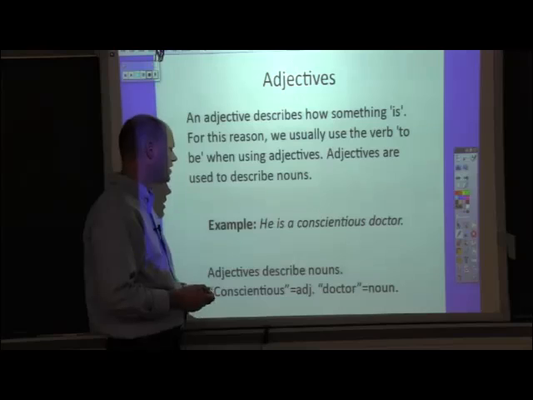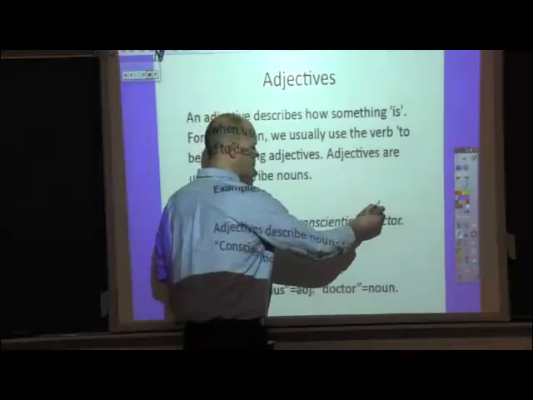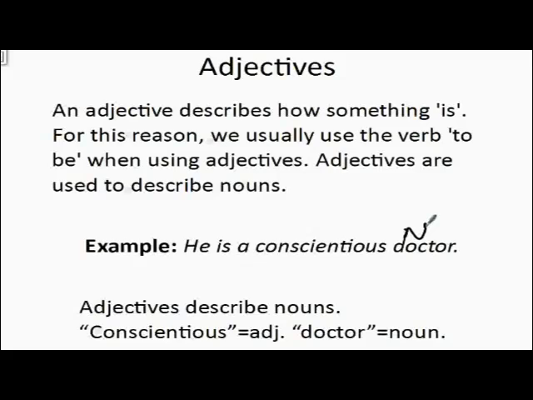Here's a quick example. He is a conscientious doctor. So first thing we're going to do is find our noun, and find our verb, which is, and then we have a word right in front of it, conscientious, modifying doctor. So then it must be an adjective.